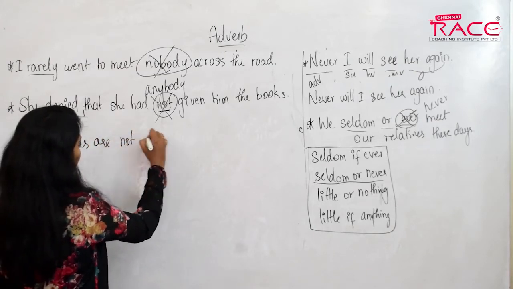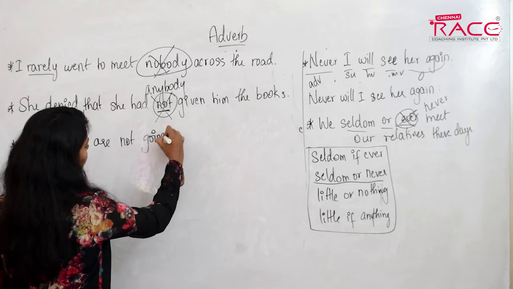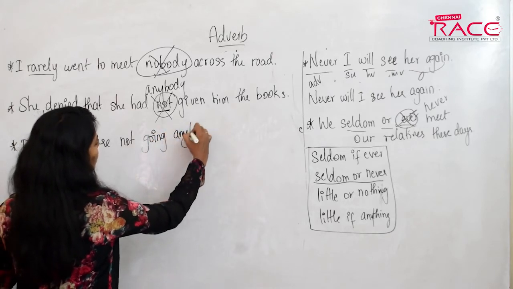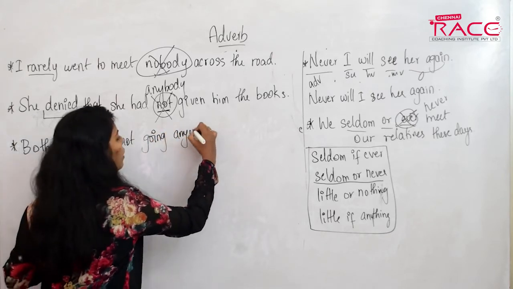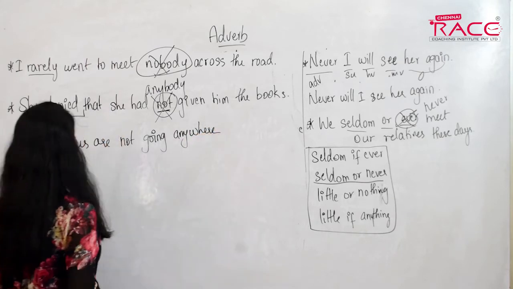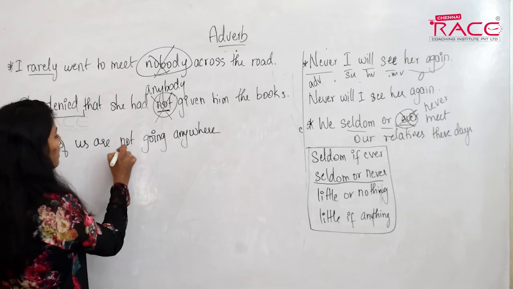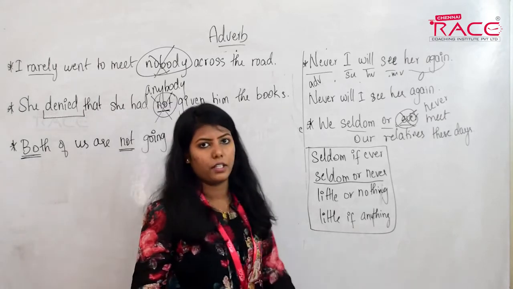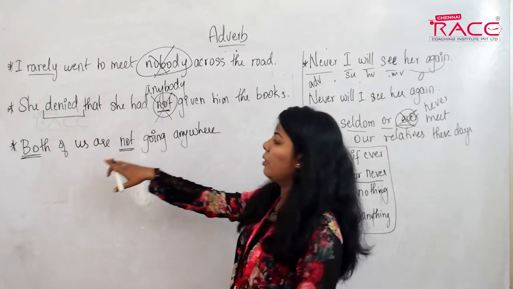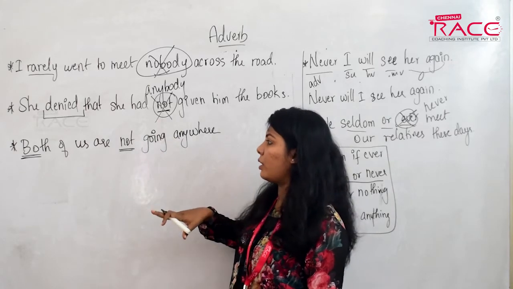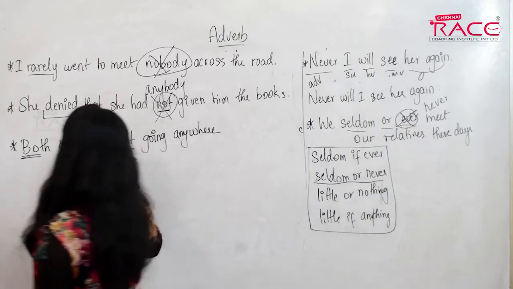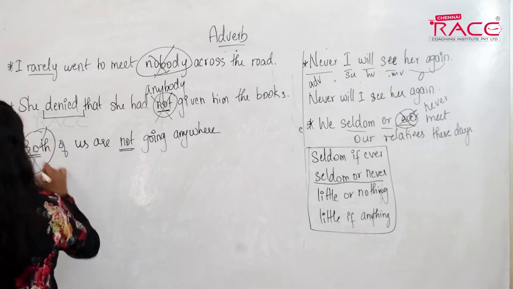are not going anywhere. Both of us are not going anywhere. Okay, so just like denied, when you use both also, don't use negative here. Just like denied, you cannot use both with negative. What you have to do is both must be replaced by neither.